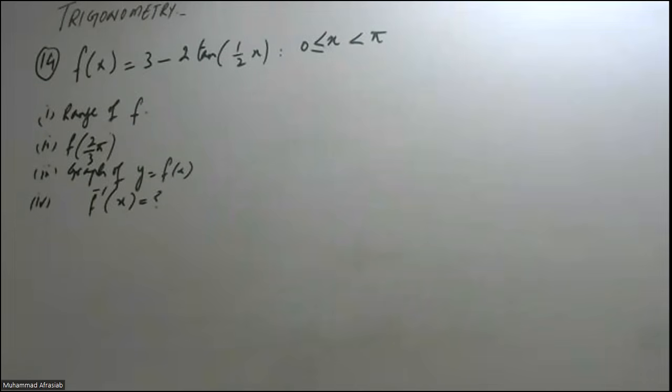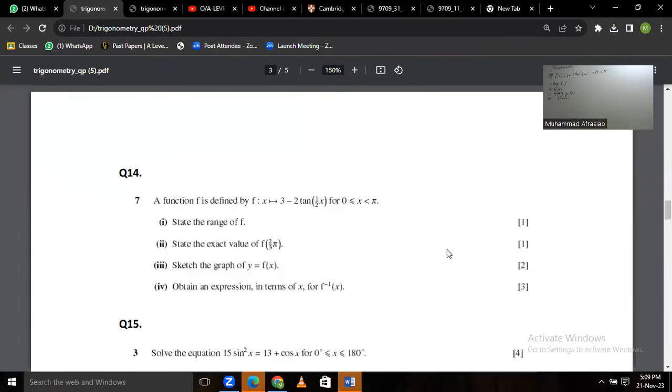Now we are solving question number 14 of trigonometric functions. The question is: the function f is defined by f of x is equal to 3 minus 2 tan half x, for x lies between 0 to pi. 0 is included, pi is excluded. State the range of f.